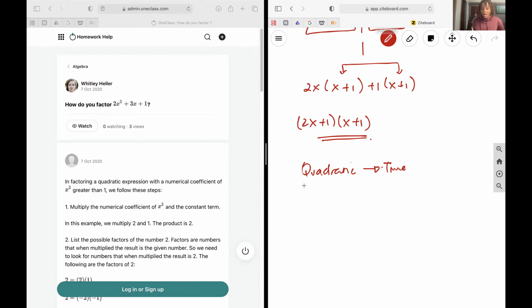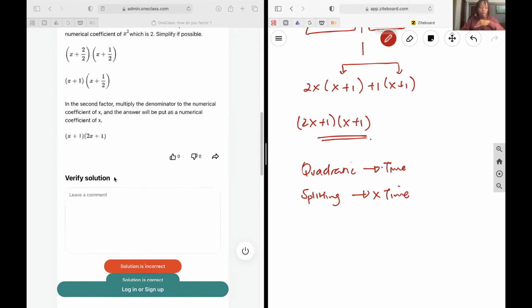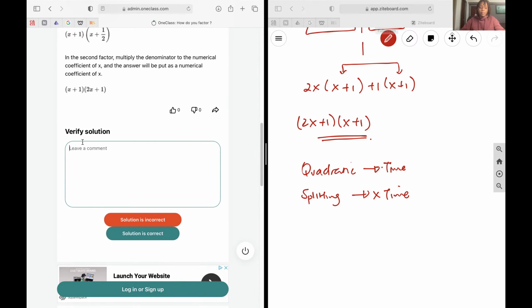Okay. Use the splitting method if you don't have the time and would just like to do it quickly and you're familiar with factoring such that you can easily FOIL to check your answer or visually inspect to check your answer. But the final answer is going to be x plus 1 multiplied by 2x plus 1.